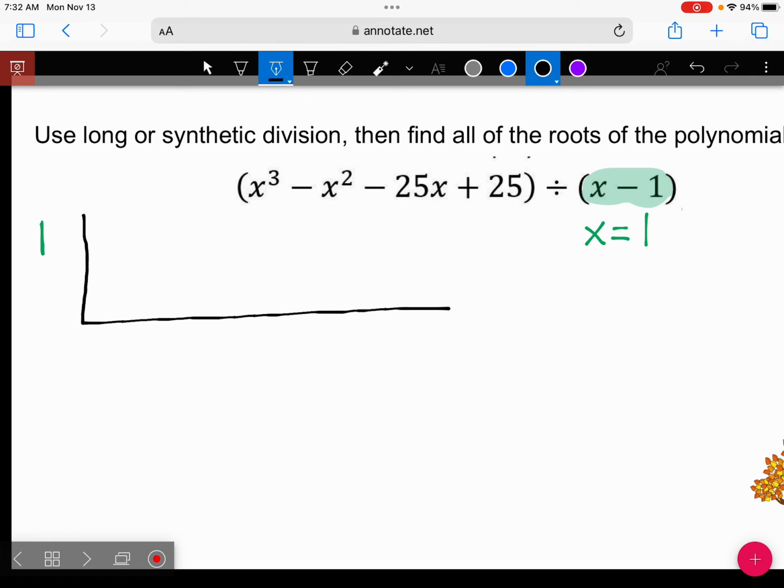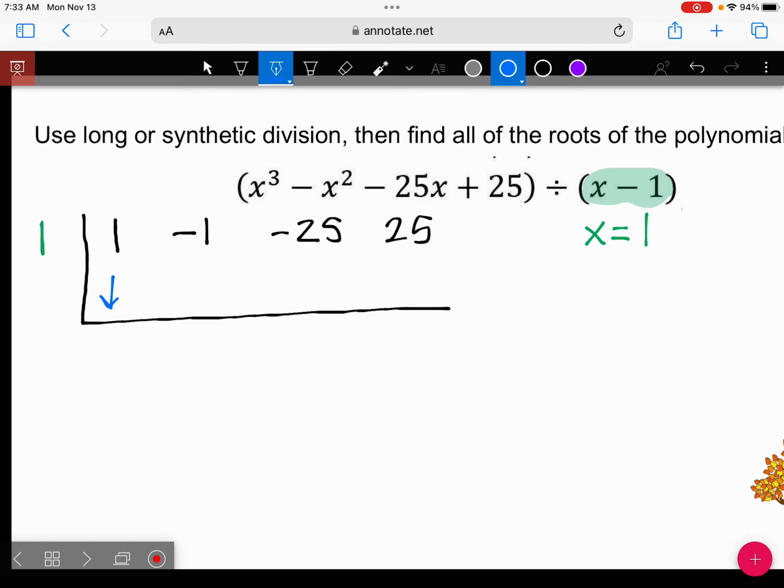So I have my 1x cubed, my minus 1x squared, my minus 25, and my plus 25. So we're setting up our next one. And we're ready to process it through.